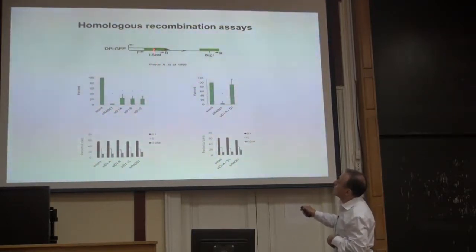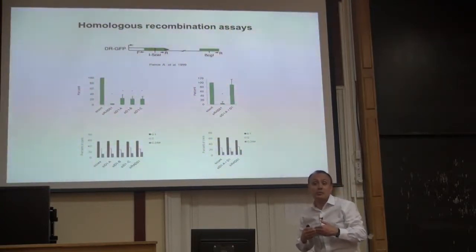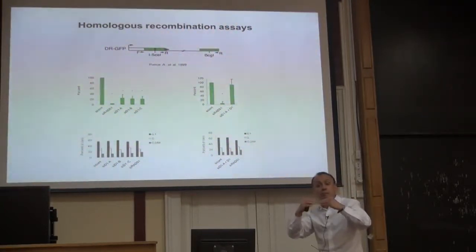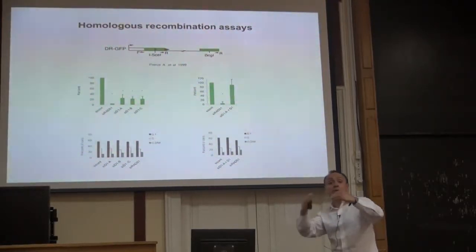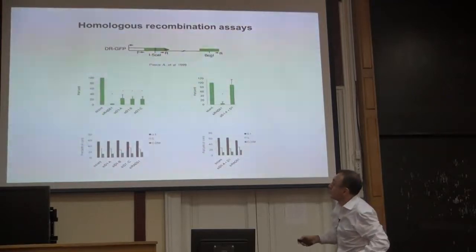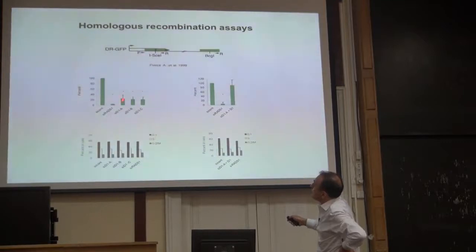And then if this cut is repaired by the homologous recombination, now the cells will become green. So this is the way how you can induce this enzyme, make the cut, and then see whether the cells become green. If they become green, it means that they repair this cut through the homologous recombination. So let's see what happens. If you don't do anything, but you do this cut, then the cells are becoming green.